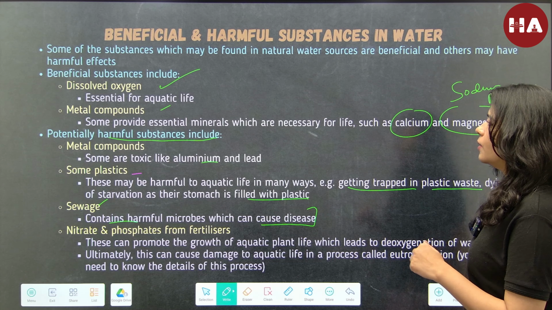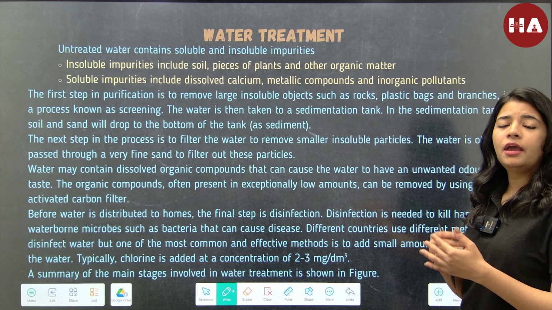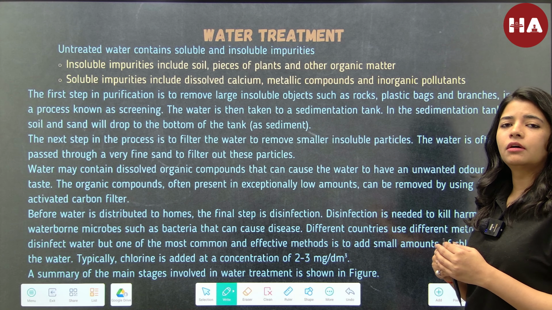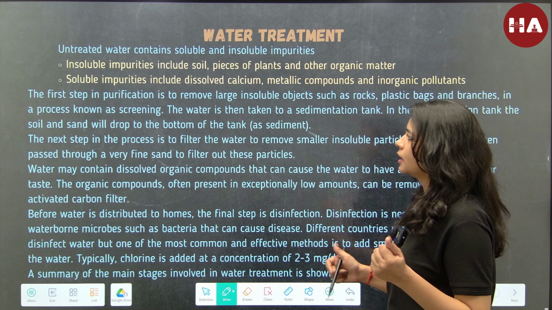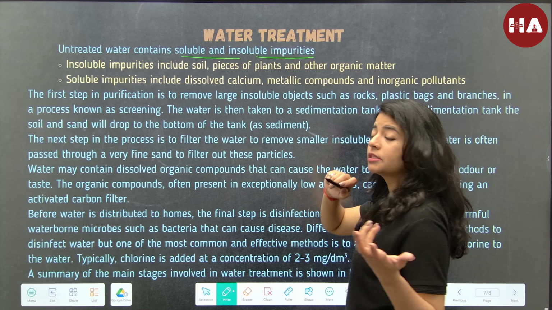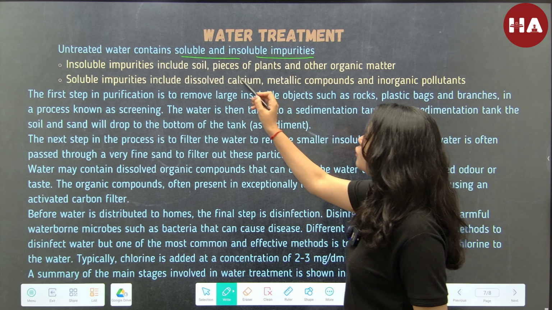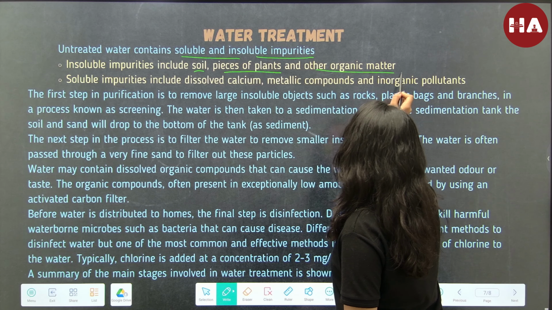Now let's check how we treat water, how we get clean and pure water that is fine for the purpose of drinking. Untreated water contains soluble and insoluble impurities. What are some insoluble compounds present in water? They include soil, pieces of plants, and other organic matter.